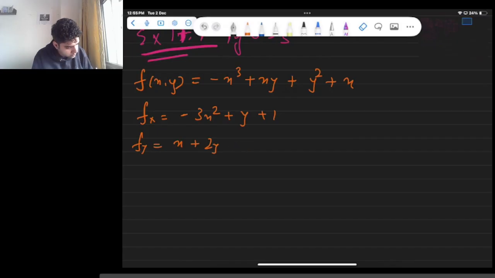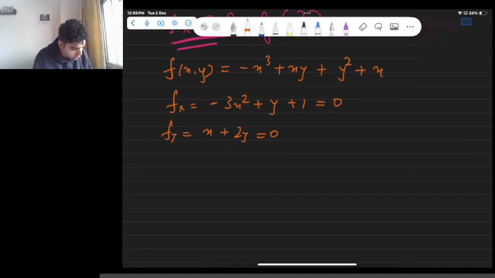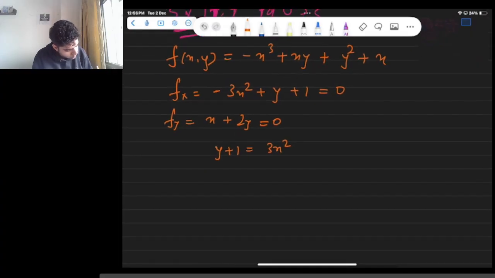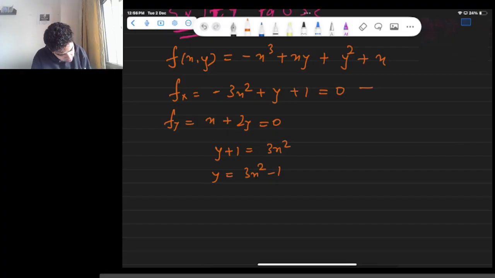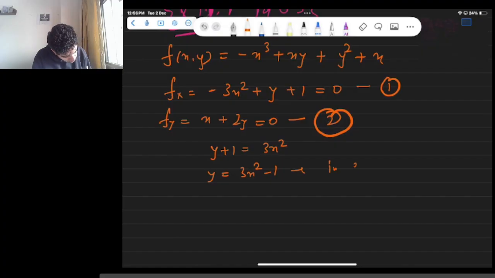No need to write 0. I'll equate these to 0 to find my stationary point. So this will give me y plus 1 is equal to 3x square, or y is equal to 3x square minus 1. So if I just substitute this in the second partial derivative, sorry, this is the first equation, this is the second equation. Now I'll substitute this in 2.